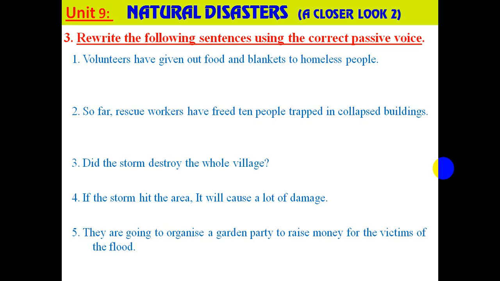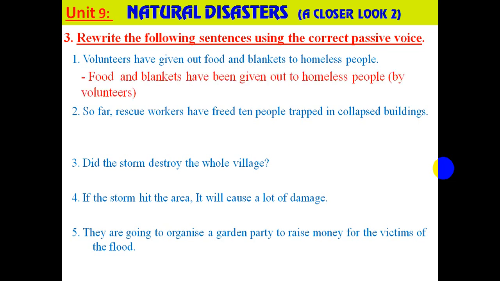Now, number 1, the first step, we can find the object of the active sentence. What is the object of this active sentence? Okay, of course, it's food and blankets. Okay, food and blankets have been given out to homeless people by volunteers. Food and blankets have been given out to homeless people.